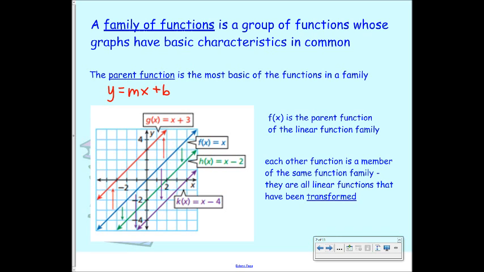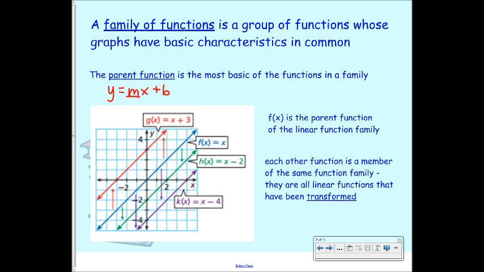M. M is our slope. So whatever is right next to the x, that's going to be your slope. And then what is b? The y-intercept. What if there is no b? It's 0. So if there is no b, the y-intercept is 0, which means that graph starts where?